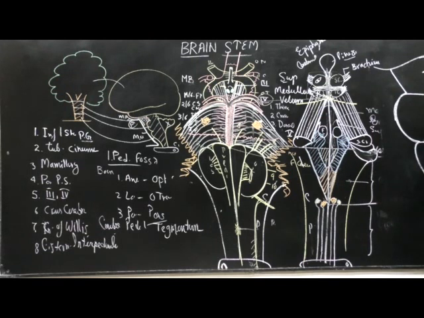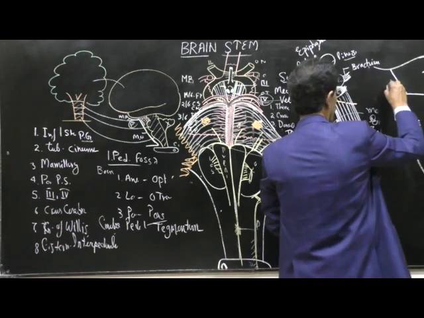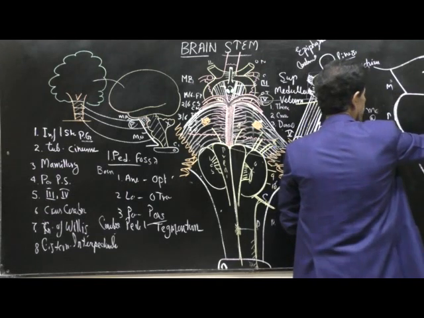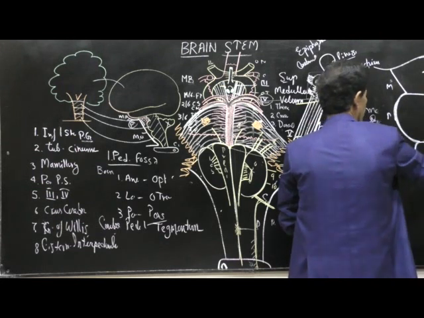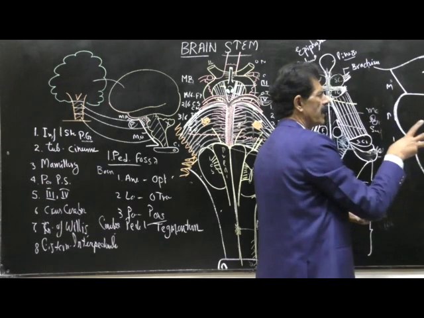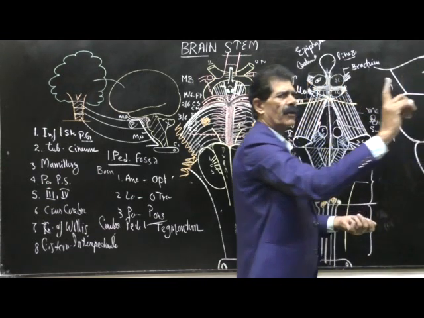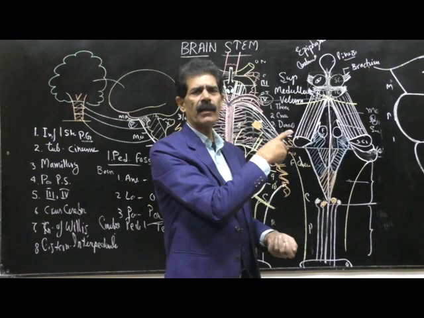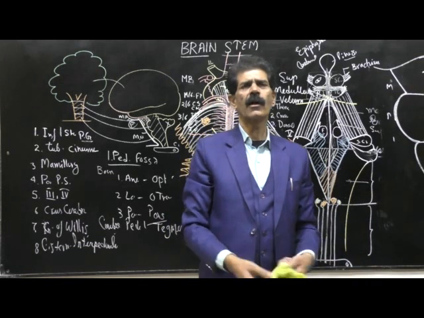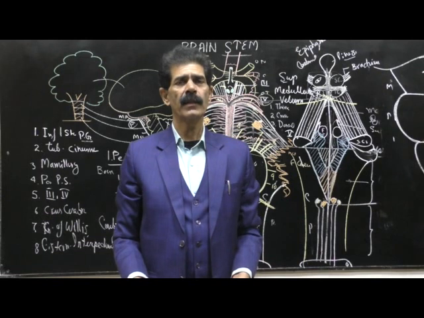So in this way, 3 bundles, the superior, middle and inferior cerebellar peduncles, connect the brain stem, that is the midbrain, pons and medulla, with the cerebellum. If you cut these three bundles, the cerebellum is no longer part of the brain. Only these three bundles connect the cerebellum with the rest of the brain. So this is how we finish the gross anatomy of the brain stem.